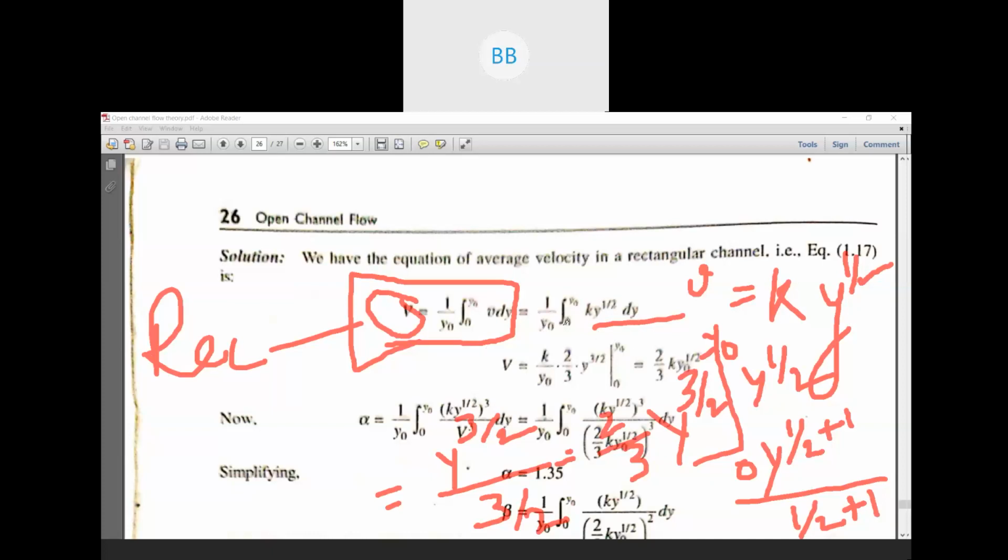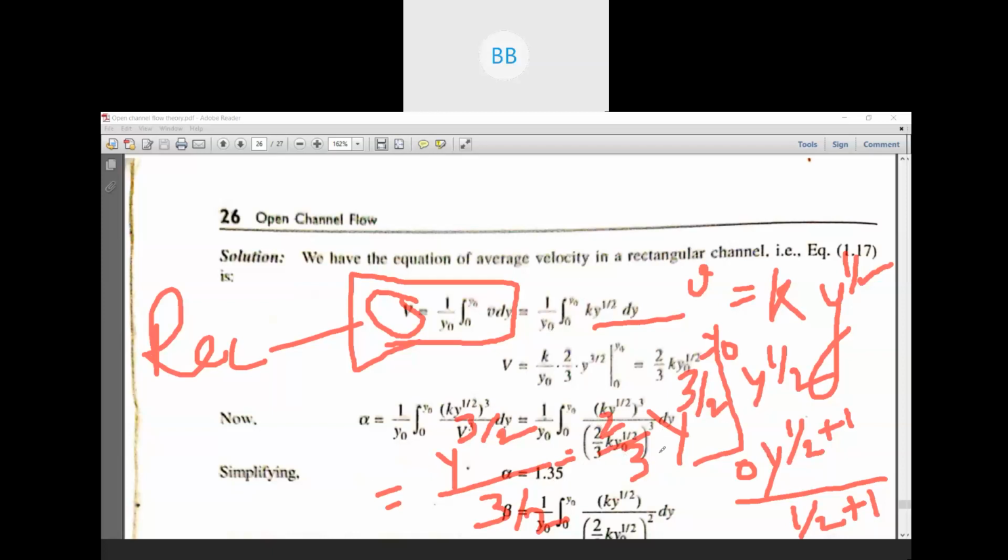Okay, so here the integration of y to the power half will be y to the power half plus 1 divided by half plus 1. This half plus 1 is 3 by 2, so y to the power 3 by 2 divided by 3 by 2. If you bring it out, the 2 will go up, so it is 2 by 3, y to the power 3 by 2, and then we have the limit. Don't forget, we have a limit from 0 to y naught.